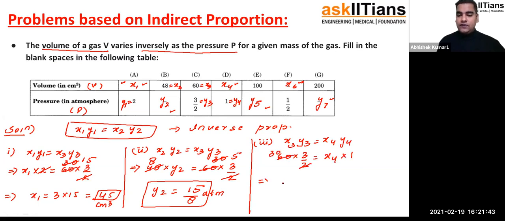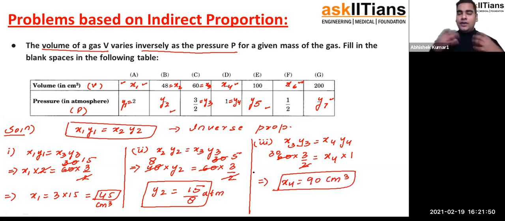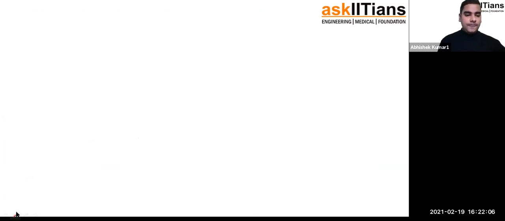So that means the value of x4 we got is 90 centimeter cube, because this is the volume. Understood? I hope you all are getting how we are doing them. Now this value 100 you have, this value we are going to call x5. So we will be comparing x4 y4 to x5 y5. Okay, so we have fourth case here.